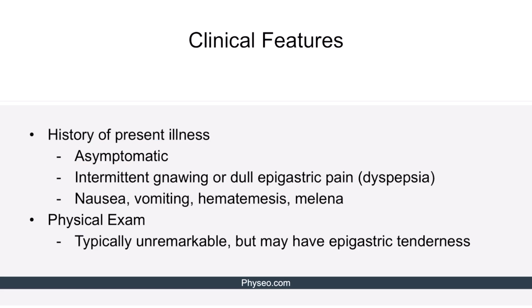Peptic ulcer disease is asymptomatic in about 70% of patients. However, when symptoms arise, it presents as an intermittent, gnawing, or dull epigastric pain, which is often referred to as dyspepsia. Less specific symptoms include nausea and vomiting. Hematemesis and melena are also common because of the upper and lower GI bleeding that can be caused by the ulcers. Physical examination is commonly unremarkable, but patients may present with epigastric tenderness.